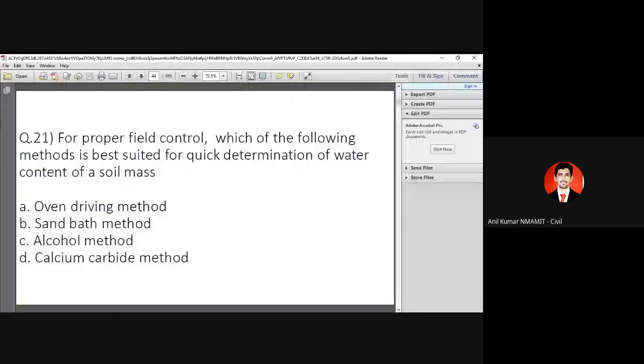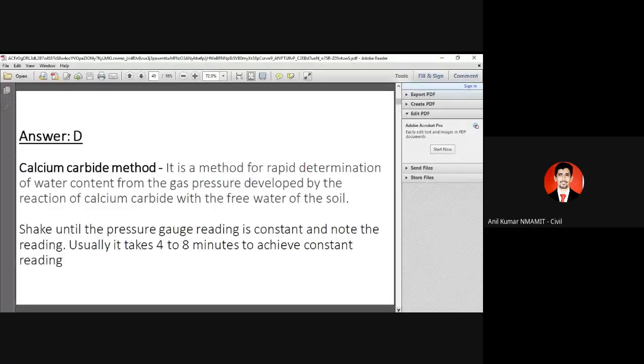Anyone? Nitin has come with D as the answer. I think everyone has given an answer. Okay, the answer is D. Correct. In the previous slide itself, I told you that it is a method for the rapid determination of water content from the gas pressure developed by the reaction of calcium carbide with the free water of the soil. Our student Manjunath changed the answer to B.